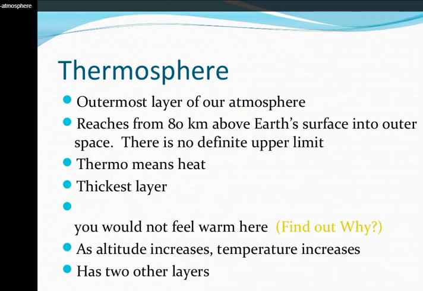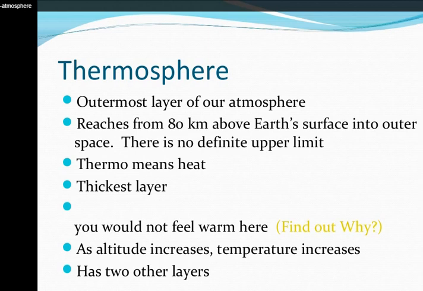Okay, and then the thermosphere, the outermost layer of our atmosphere. It reaches from 80 km above Earth's surface into outer space. There is no definite upper limit. Thermo means heat, and it is the thickest layer. You would not feel warm here. You have to find out why. Search. As altitude increases, temperature increases.